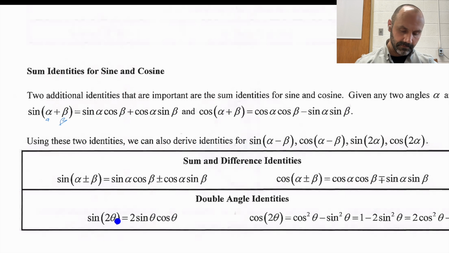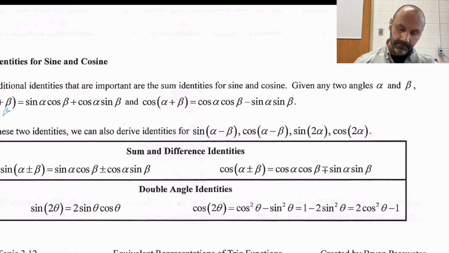So if alpha and beta were the same, then you have theta plus theta, so that would be 2 theta, and then sine theta cosine theta plus cosine theta sine theta, well then that would be the same term, and you could just add those. So that would be 2 sine theta cosine theta. Over here, if theta is the same, then you would end up with cosine squared of theta minus sine squared of theta. You'd get this.